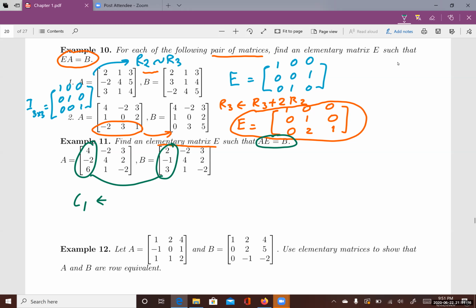So another one can be column 1 equals column 1 plus column 2. Does it work? Because column 1 is 4 plus negative 2 is 2. Now it's negative 2 plus 4 is negative 1. Now, negative 2 plus 4 should be 2. So this row operation also doesn't work. How about the next? What is another possibility that you can come up with?